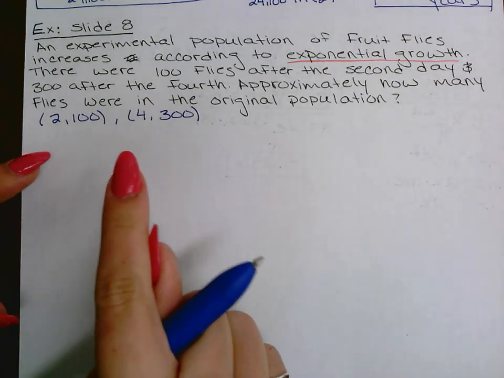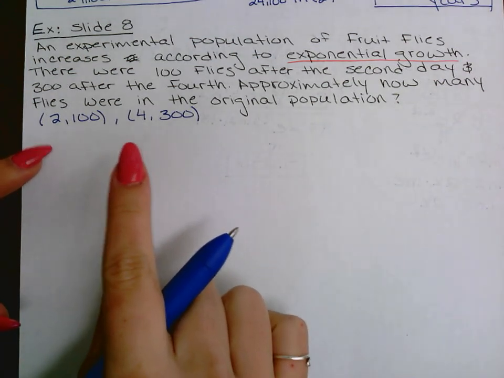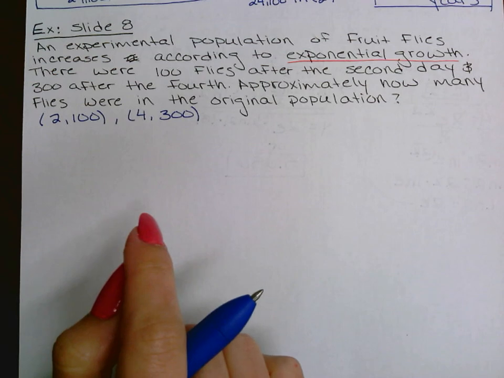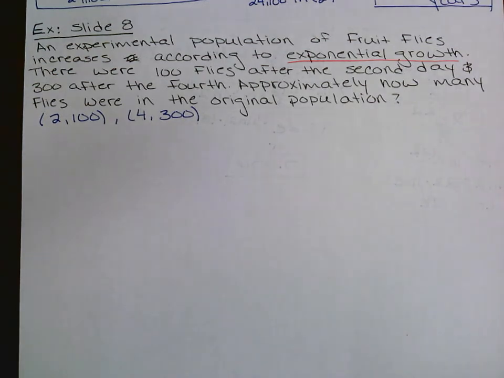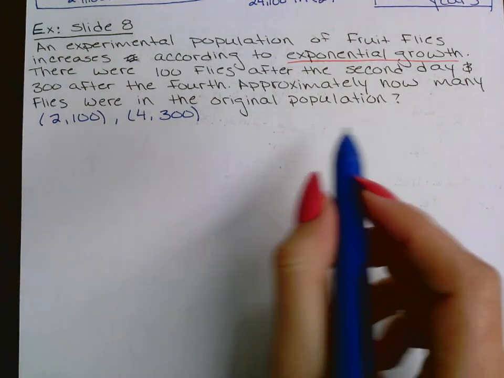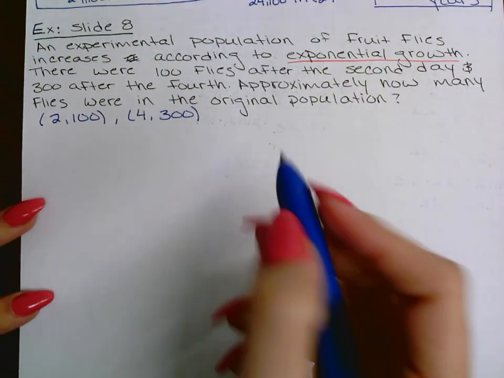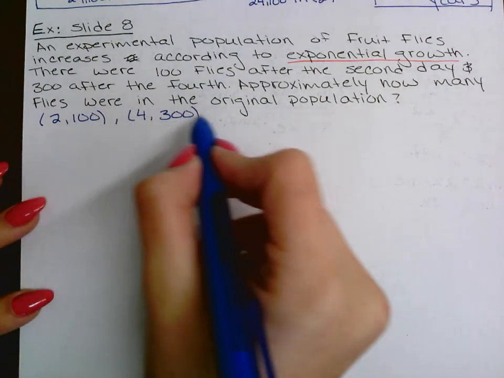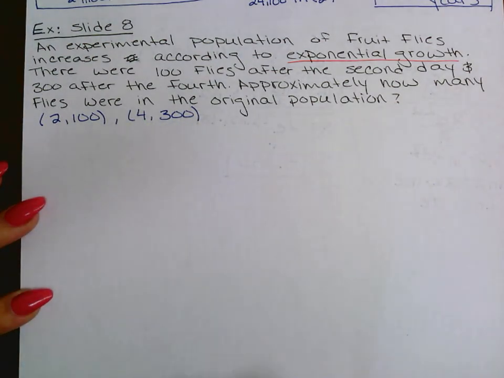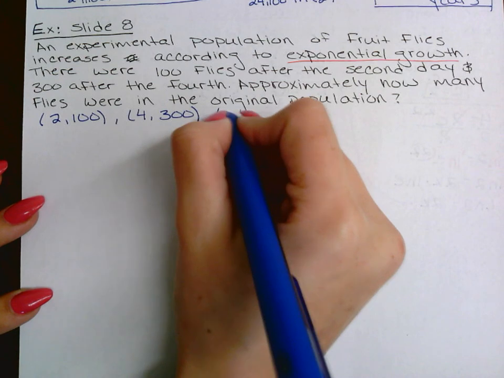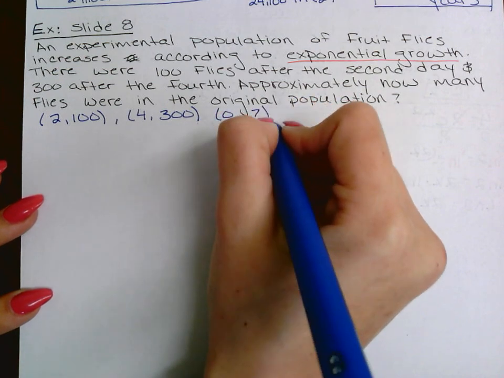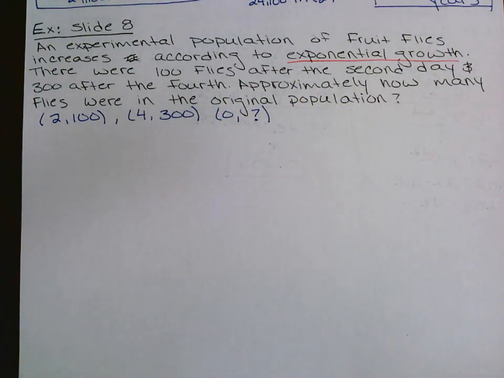Please do not assume that every day there's 100 more flies, okay? Because remember, exponential growth starts adding a little bit at the beginning and then adding a lot later, okay? And then it says, approximate how many flies there were in the original population. So what they're asking you for is technically C, okay? So you kind of have to work a little backwards for this one.